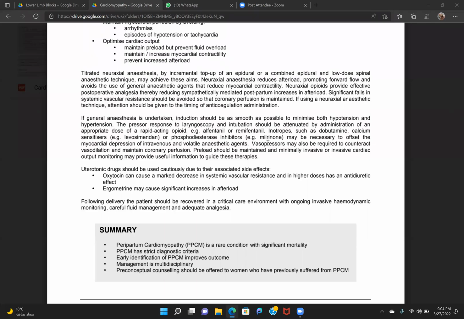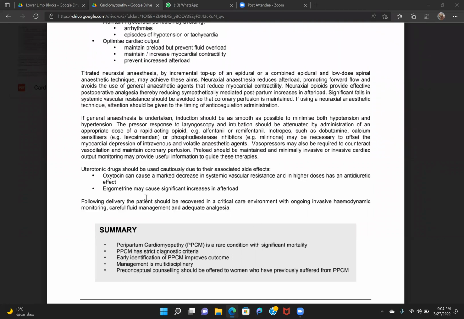Milrinone is there for right heart failure. This is a very nice medication, but whenever you are using Milrinone, there can be severe vasodilatation and the patient can go into hypotension actually. So you have to use it carefully.